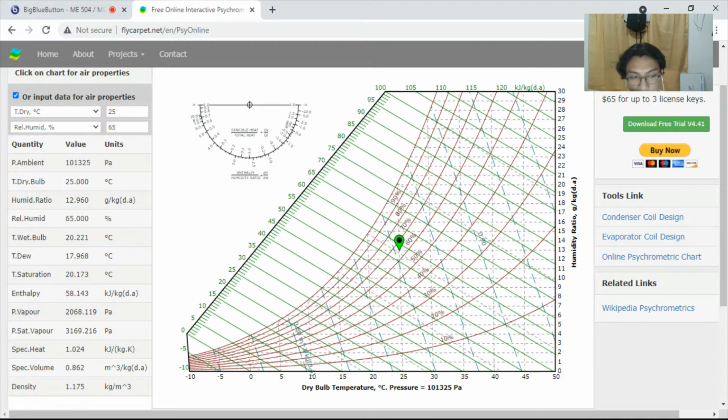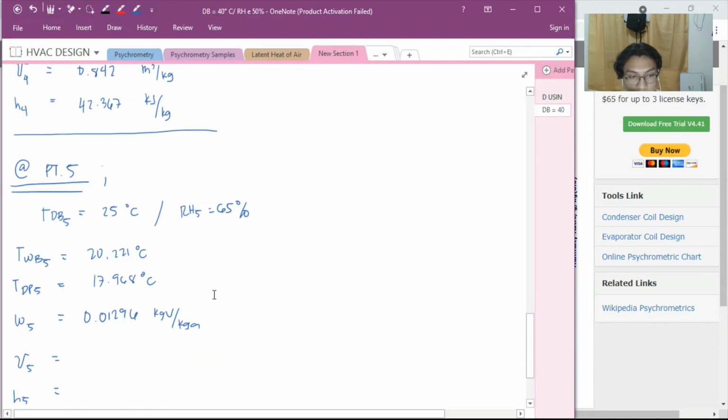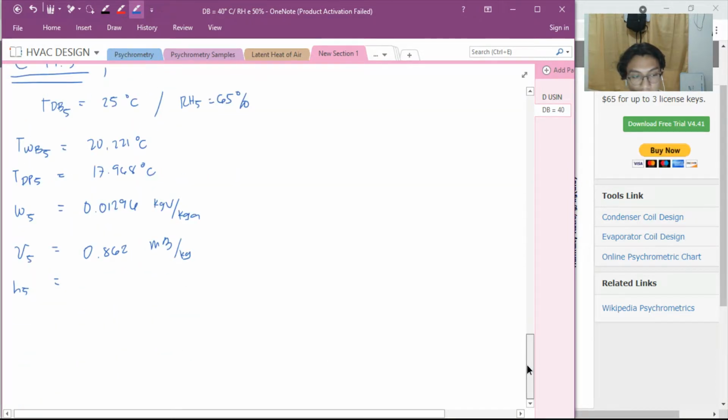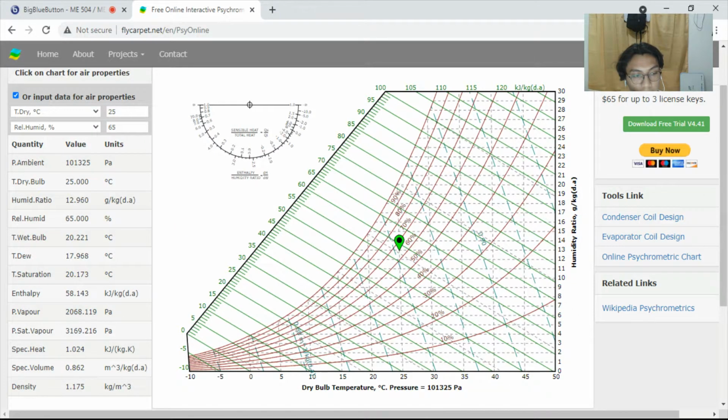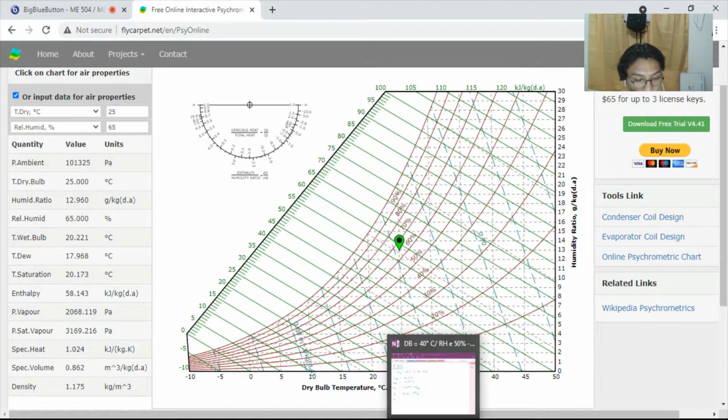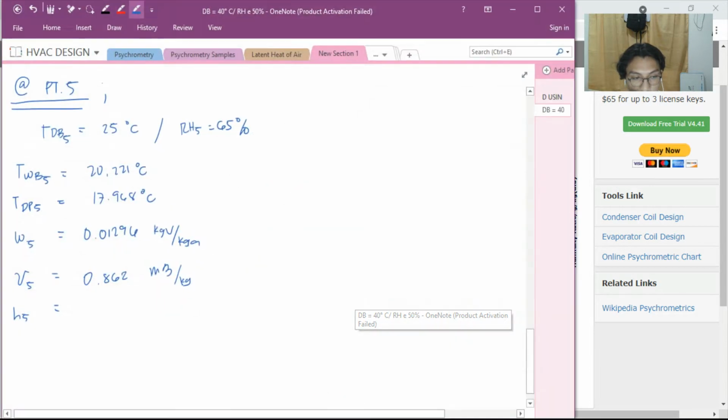Si V5, hanapin natin. 0.862 pa rin. Baba natin yan. Okay, 0.862 meter cube per kilogram. And then H5, ayun, 58.143 kilojoule per kilogram.